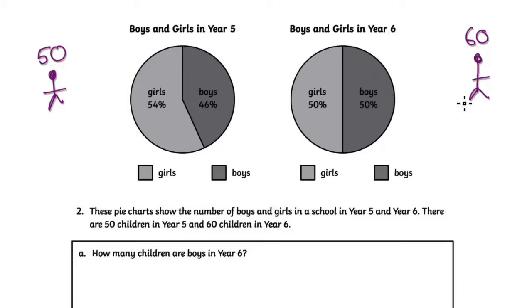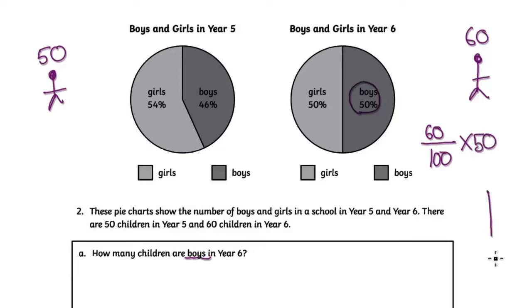To do this, we would get the whole amount, the whole population, which would be 60, because this is the whole population. So it would be 60, cut it up into 100 equal pieces. And then you get 50 pieces, because you want to know about the number of boys.